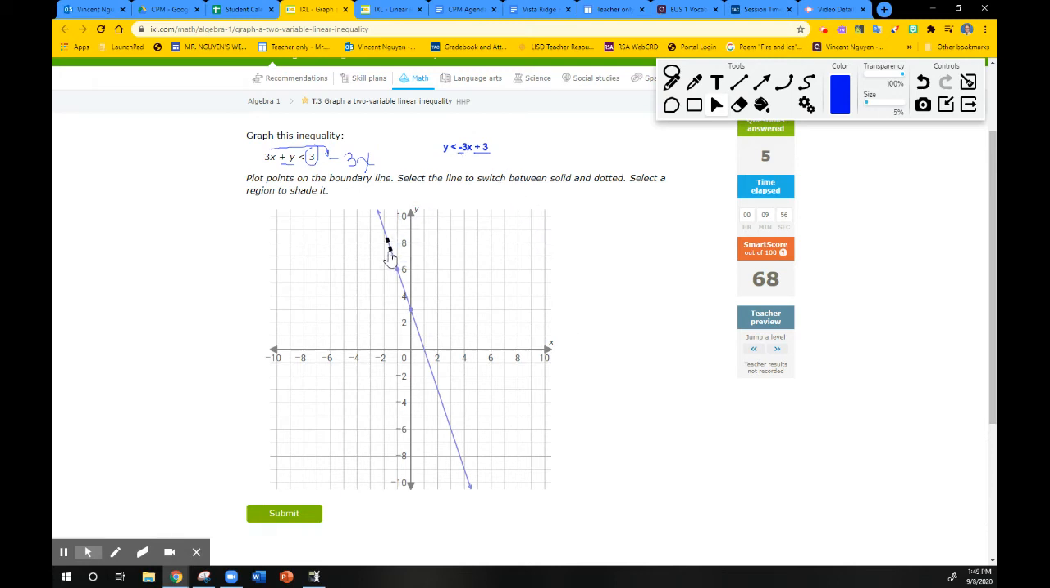And no equal sign, so it's broken. There are people walking in the hallway, so it's loud. Anyway, broken line, and now I'm going to shade below. Well, look at the y-axis. All of these numbers are below the line, right? So it's less than. So I'm going to click over here. I am finished.